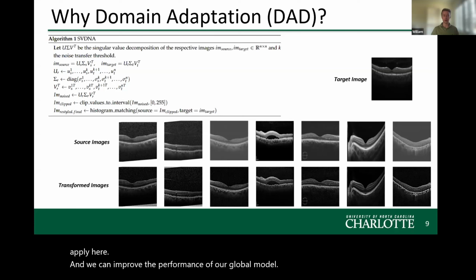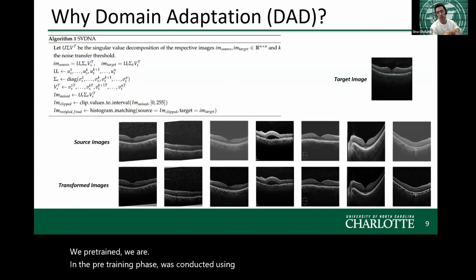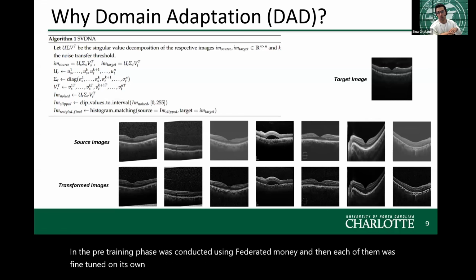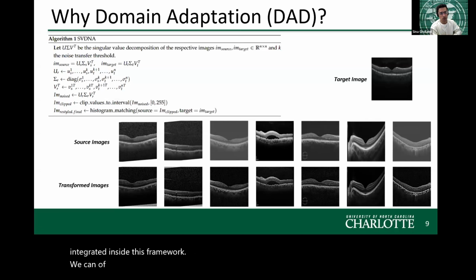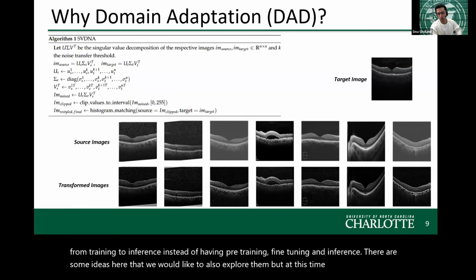Do you see a need for personalization when it comes to this? I don't think so, because the pre-training phase was conducted using federated learning, and then each of them was fine-tuned on its own local data. So the personalization was somehow integrated inside this framework. Of course, there are other ideas, like what if we remove the fine-tuning phase and go from training to inference instead of having pre-training, fine-tuning, and inference. There are some ideas here that we would like to explore. But at this time, with this framework, there is no need for that.